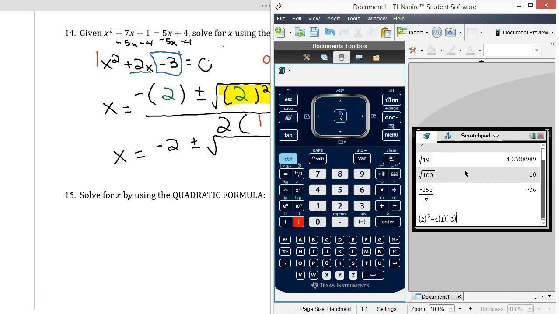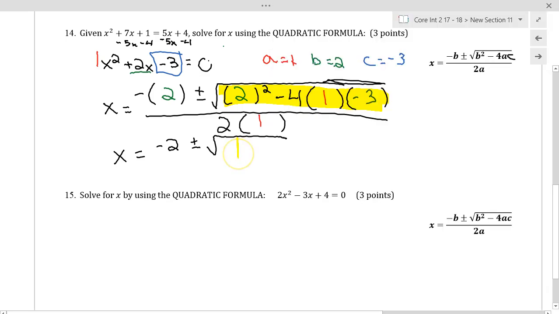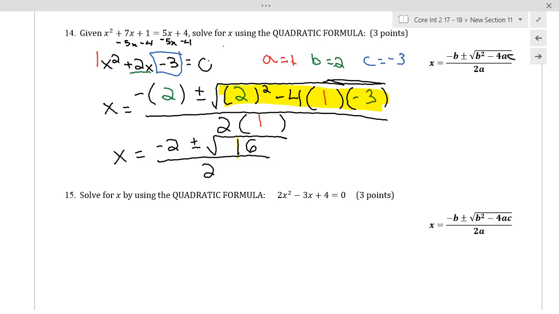Again, all the parentheses need to be there. And I get 16, all over 2 times 1 is 2. This equals negative 2 plus or minus square root of 16. Well, the square root of 16 I can actually do. That's negative 2 plus or minus the square root of 16, which is 4.